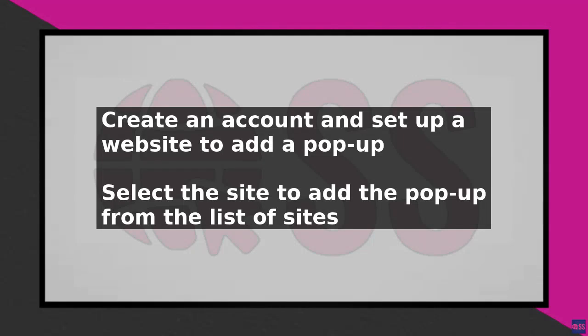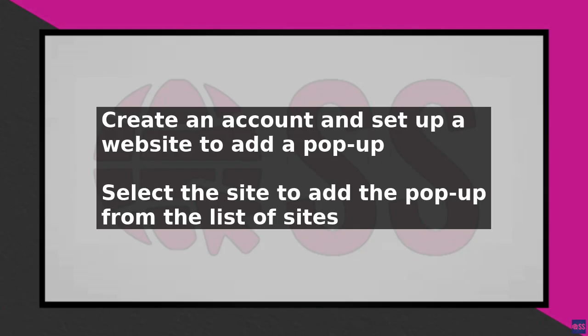To add a pop-up to your website, you'll first need to have an account and a website set up. Once you've logged in, you can select the site you want to add the pop-up to from the list of all your sites, typically found in the top left corner. With the desired site selected, you can then search for a pop-up application in the search bar.